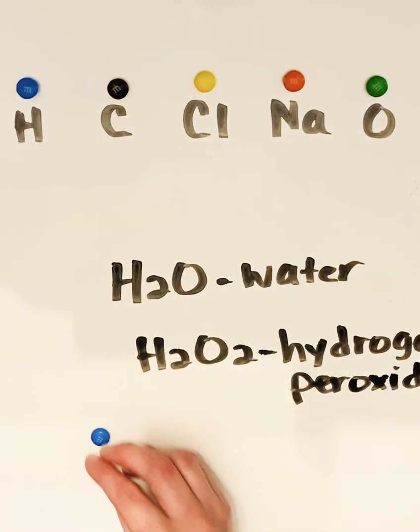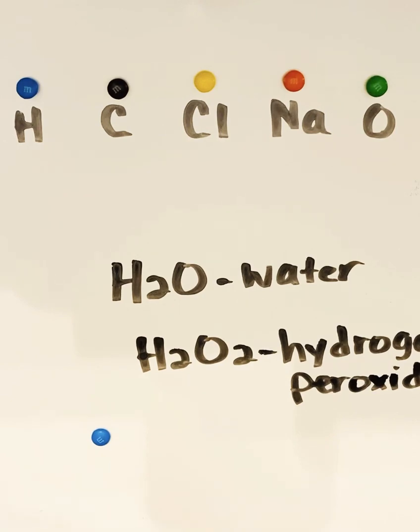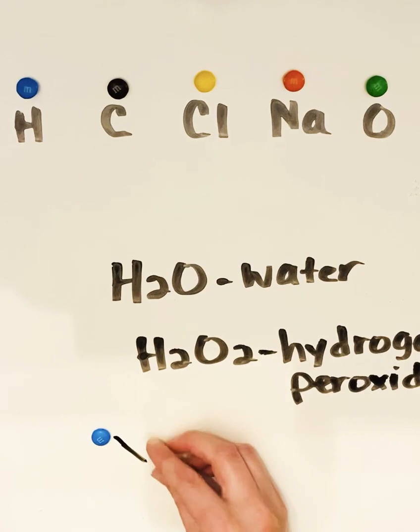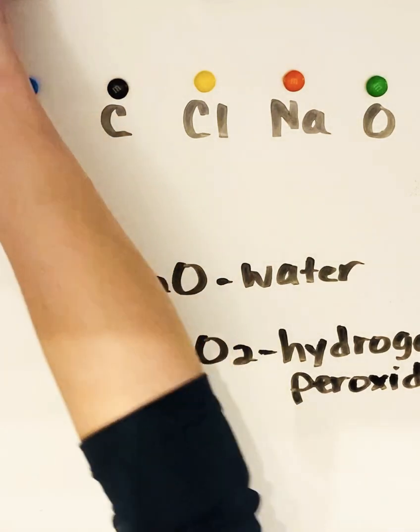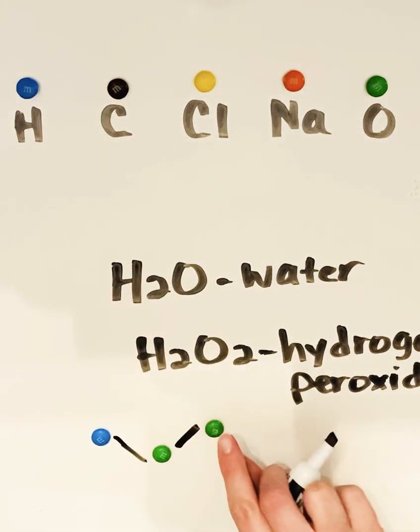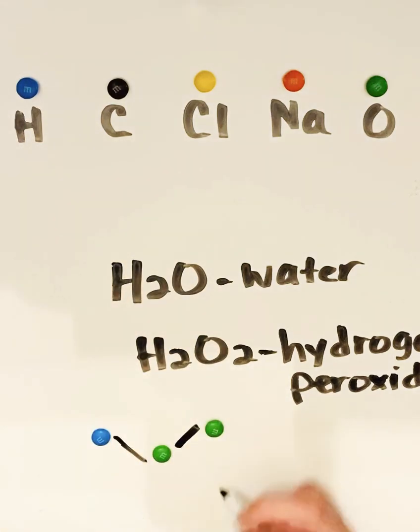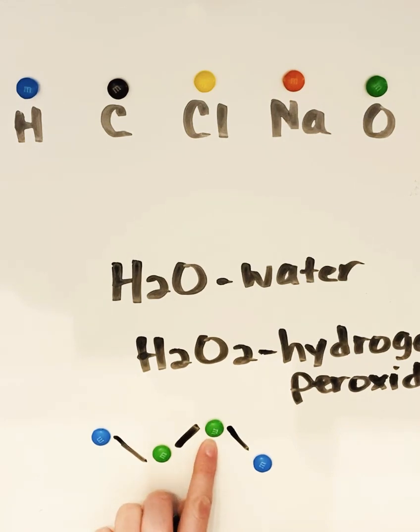So I have my H here. It's kind of like this zigzaggy shape. I have my oxygen, another oxygen, and another hydrogen. So I have hydrogen, chemically bound to oxygen, chemically bound to oxygen, chemically bound to hydrogen. So there's my hydrogen peroxide.